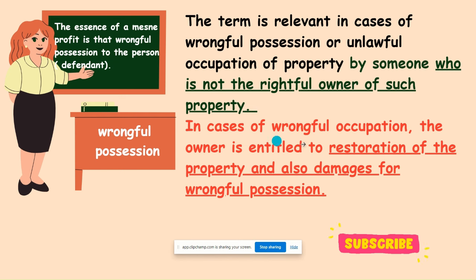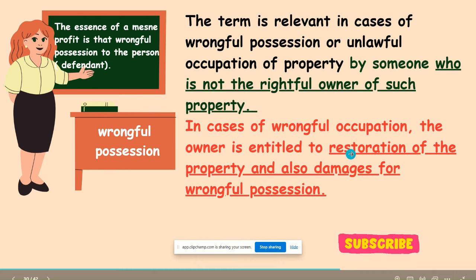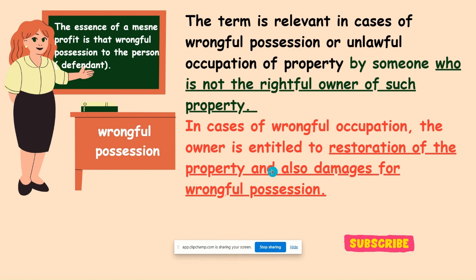And therefore, in cases of wrongful occupation, the owner is entitled to restoration of the property and also damages. तो ओनर को जो हक है वो है ओनर के राइट्स में है रिस्टोरेशन प्रॉपर्टी मिलना चाहिए और साथ ही साथ डैमेजेस भी मिलना चाहिए. क्यों? बिकॉज वो प्रॉपर्टी किसी ऐसे पर्सन के पास है जो उसका ओनर नहीं है, जिसको ओनरशिप राइट नहीं है. सो इट इज दैट पर्सन इज हैविंग अ wrongful possession.